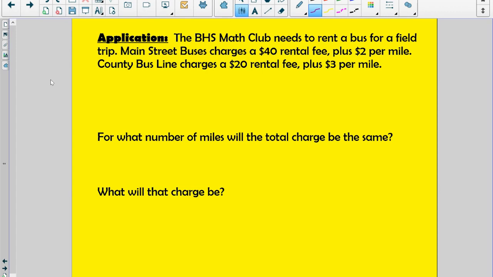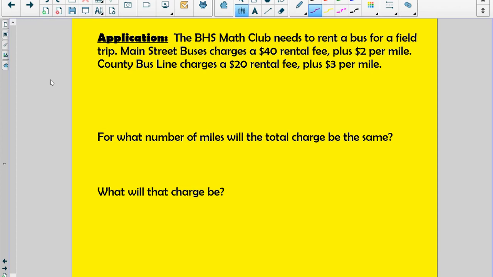Main Street Buses charges a $40 rental fee plus $2 for each mile. County Bus Line charges a $20 rental fee plus $3 per mile. So Main Street Buses charge a lot more up front. Just to rent the bus, you've got to pay $40. County Bus Line only charges $20 for that rental fee. However, the further the trip, the more you're going to pay for County Bus Line because they charge $3 for every mile, where Main Street Buses only charge $2 for every mile.